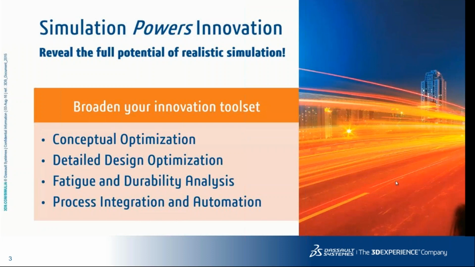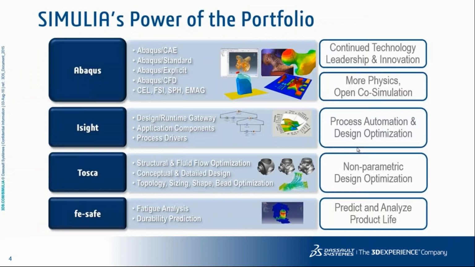In this presentation, we are discussing 4 different softwares, which are Abaqus, Isight, Tosca, and fe-safe. Abaqus is a continued technology leader used for innovation, which is part of SIMULIA and has a preprocessor and post-processor in the form of Abaqus CAE, the complete Abaqus environment, as well as solvers like Abaqus Standard and Explicit. Isight is a multidisciplinary optimization tool used for application components, process and design analysis. Tosca is used for structural and fluid flow optimization, for topology, sizing, shape and bead optimizations, as well as fe-safe for fatigue analysis and durability.